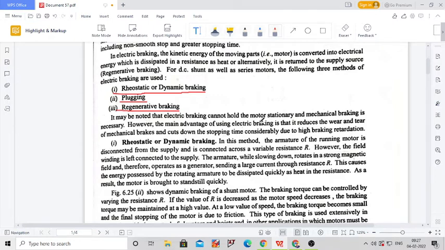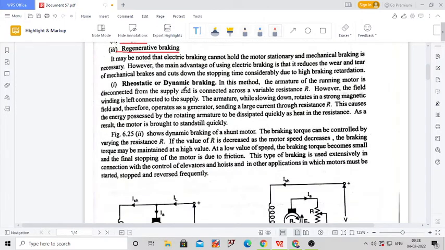However, the main advantages of electric braking are, first, there will be a reduction in the wear and tear of mechanical brakes. And again, the stopping time of a machine is generally less as compared to mechanical braking. So let's discuss these three methods of braking in short.